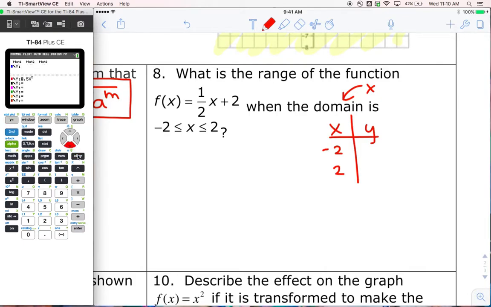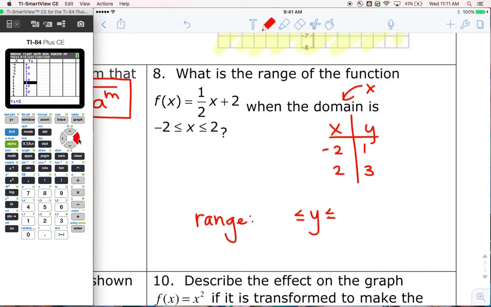I'm going to go ahead and put this equation into y equals. And I'm just going to do 0.5 for 1/2, right? 1/2 x plus 2. Now I'm going to go to my table in my calculator. And I'm looking for -2 and 2, right? So -2 gives me +1 for y. And +2 gives me 3 for y. So my range, I'm going to write it real similarly to the problem, except I use a y, goes from 1 to 3, right? Those are the y values that go with the x values I was given.